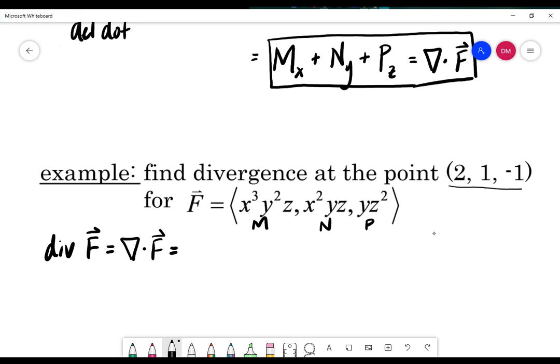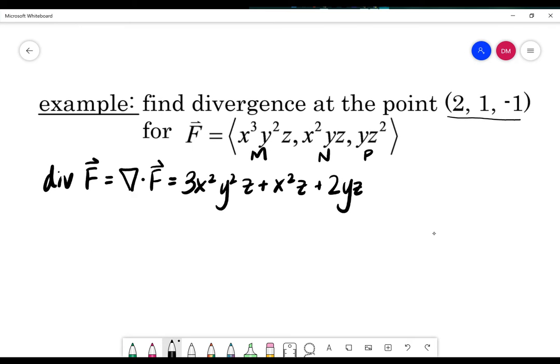So the partial of M with respect to x looks like this, plus the partial of N with respect to y looks like that. And the partial of P with respect to z looks like that. So that is what's considered doing del dot F. Now, in order to find my scalar result, we are calculating at a specific point, and that point is (2, 1, -1). So now that I have my del dot, I am going to go ahead and evaluate at that point.